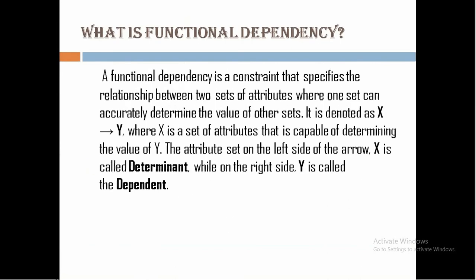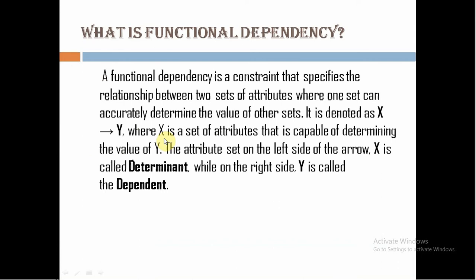What do you mean by functional dependency? Functional dependency is a relationship between attributes. Suppose that given the value of one attribute, we can obtain the value of another attribute. It is a constraint that specifies the relation between two sets of attributes, where one set can accurately determine the value of the other set. It is denoted by X → Y, which means Y is functionally dependent on X, or we can say that X determines Y.